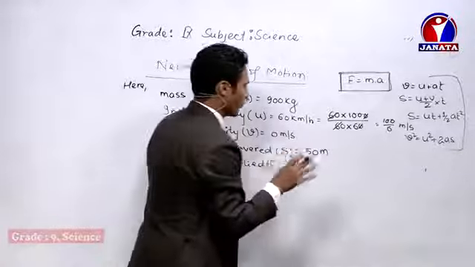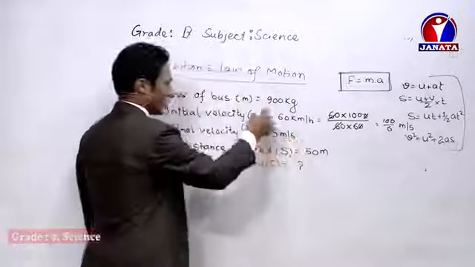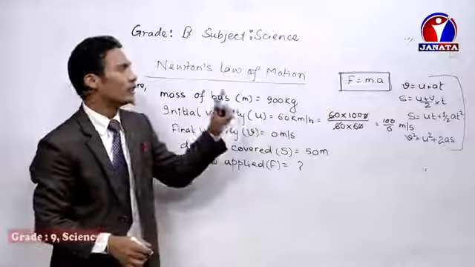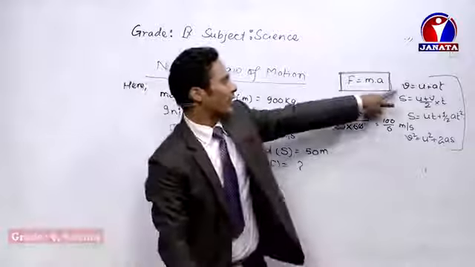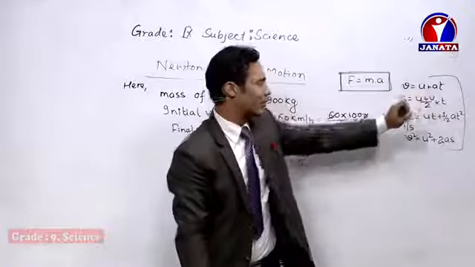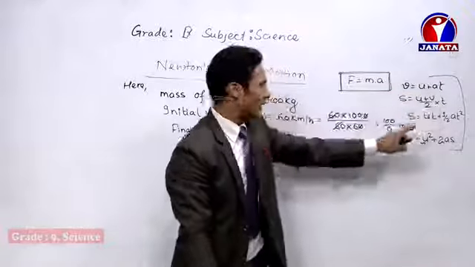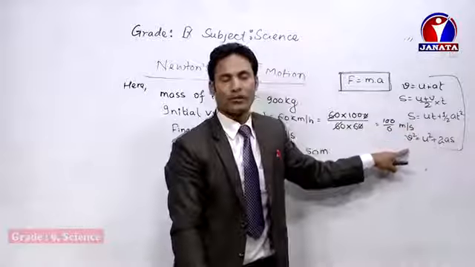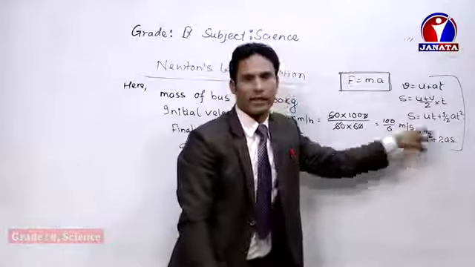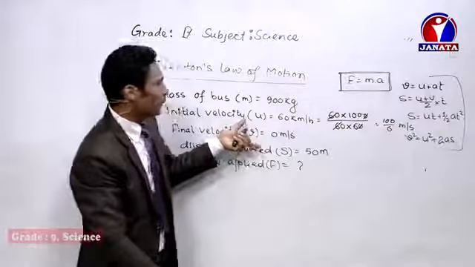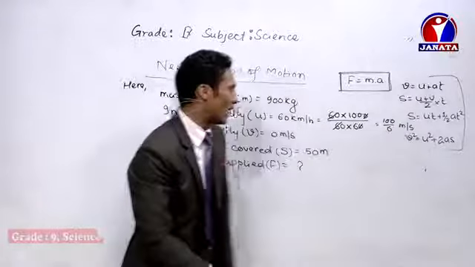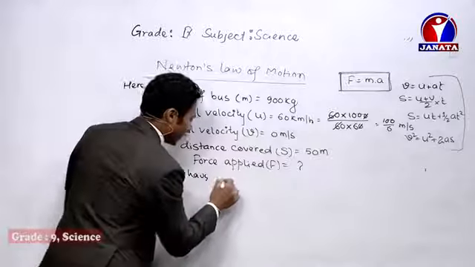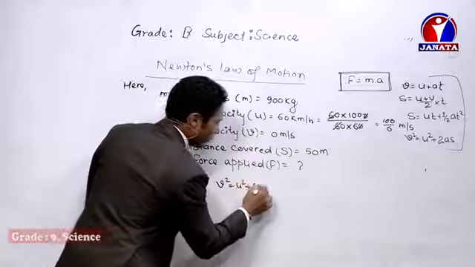In this case, the time taken is missing, so we can use the formula which doesn't contain the time. In this formula time is there, so we cannot use this. Here time is there, we cannot use this, and here also time is there. That's why this formula is suitable for calculating the acceleration in this case, because time is not in it. So the formula is V square equals U square plus 2AS.